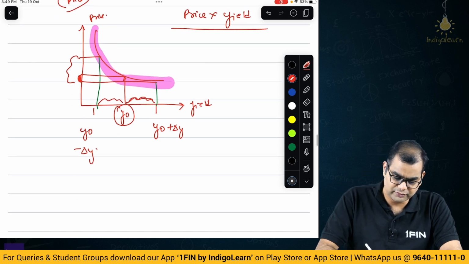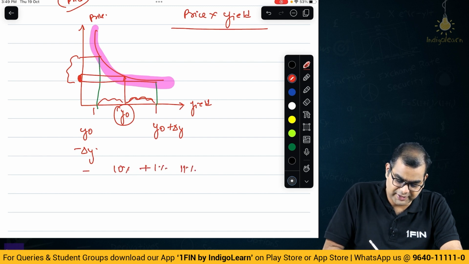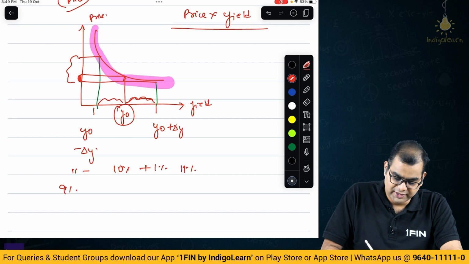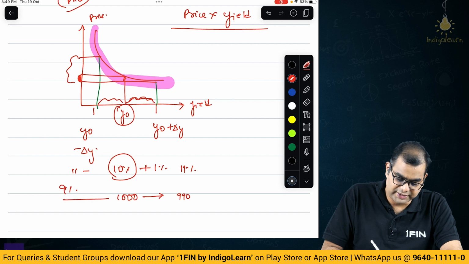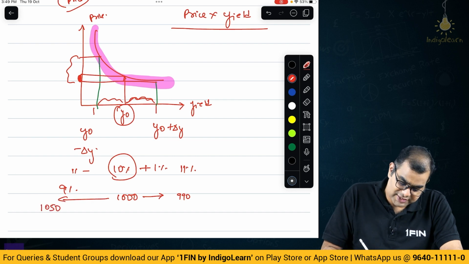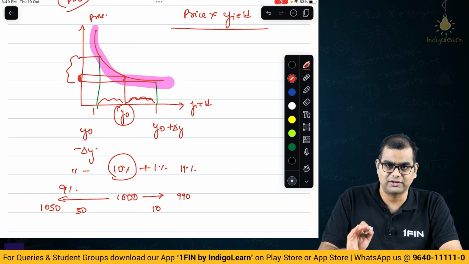Hope you have understood. What I mean is, I have 10%. If I add 1%, I get 11%, and if I subtract 1%, I get 9%. Let's say when the yield is 10%, the price of the bond is 1000. For a 1% increase, the bond price comes down only to 990. Whereas for a 1% decrease, the bond price goes up to 1050. So for the same 1%, here the impact is 10 rupees, here the impact is 50 rupees. These are my made up numbers. I am not actually computing them. We will compute in one of the problems.